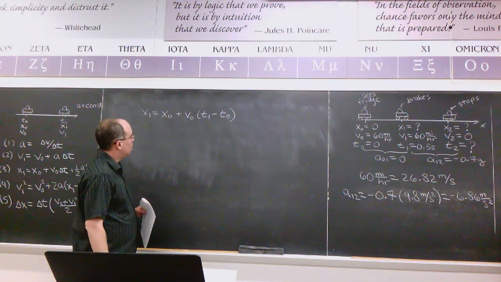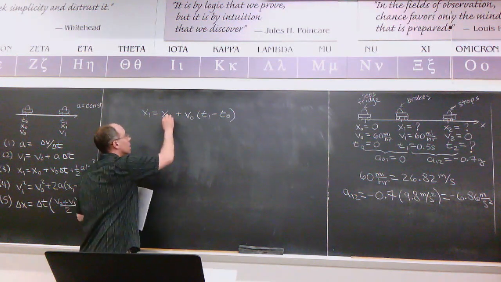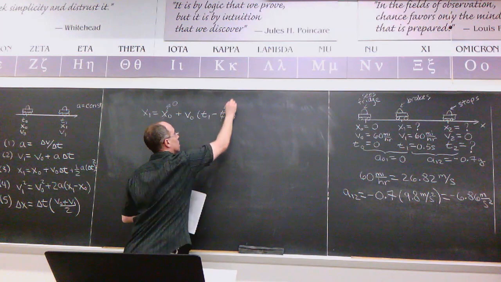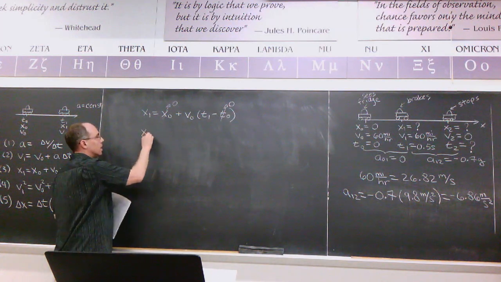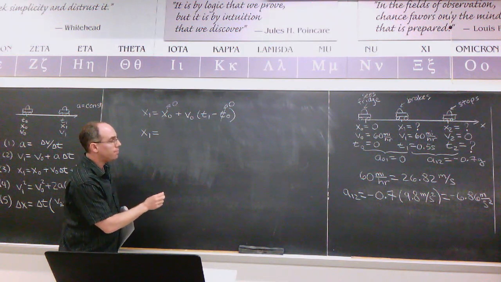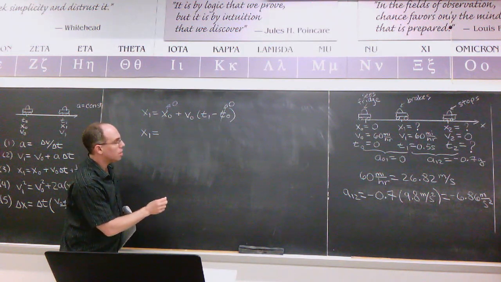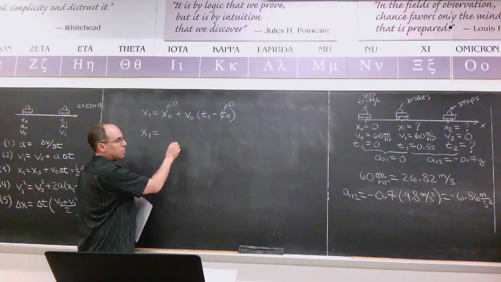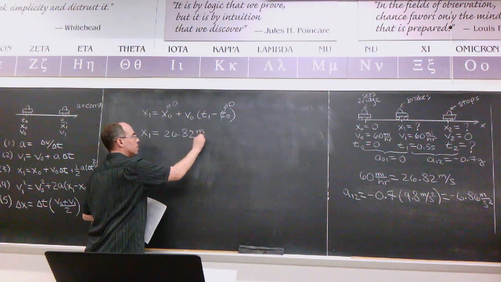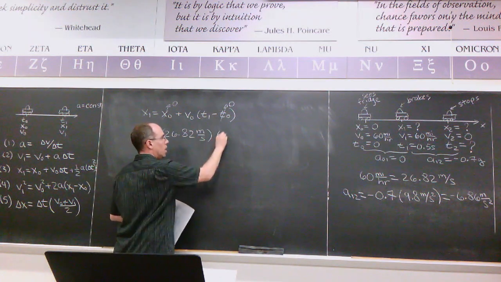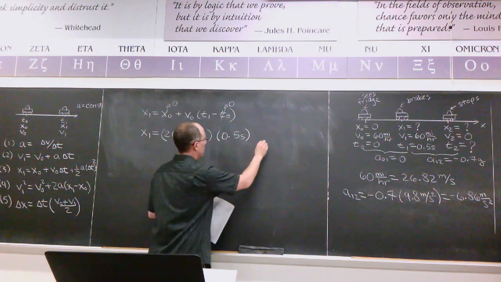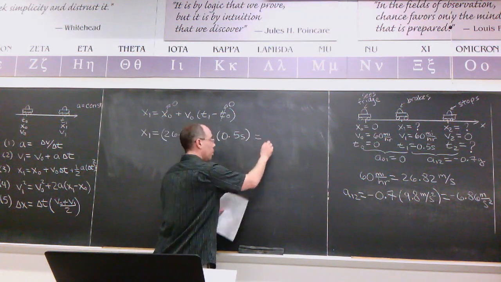Okay? x0 we'll take to be 0. t0 we take to be 0. And that gives us x1, doing substitution. V0 would be 60 miles per hour, which is 26.82 meters per second, times t1, 0.5 seconds, which gives us 13.4 meters.